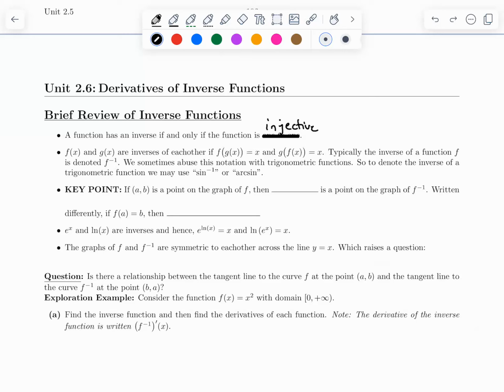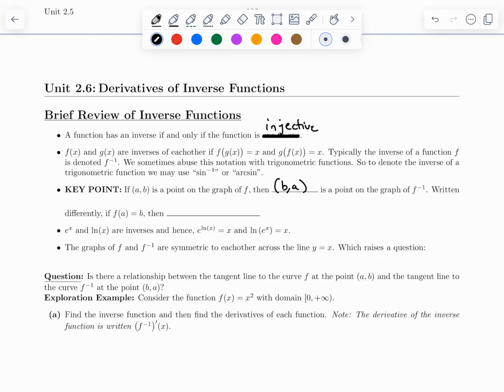Either way, a key point that is important when understanding inverse functions is that if (a, b) is a point on the graph of f, then (b, a) is a point on the graph of f inverse. That's how inverses work. The function takes an x value, gives you a y value. The inverse function undoes that. It takes the y value in and gives you the x value. So it has the opposite coordinates.